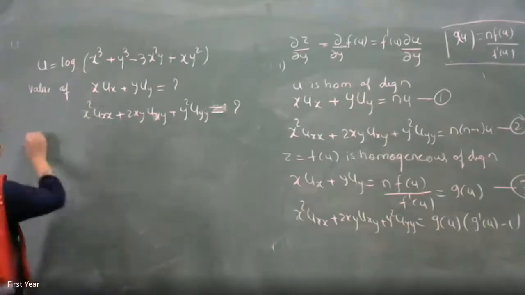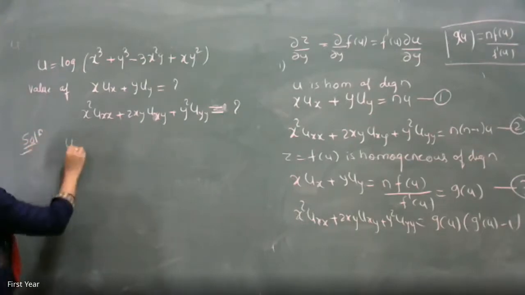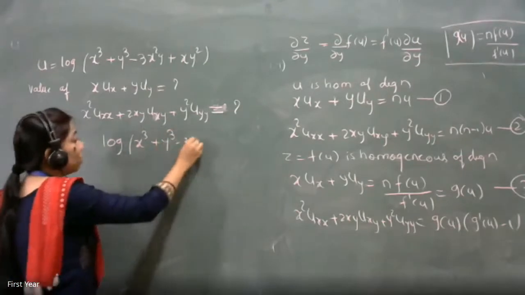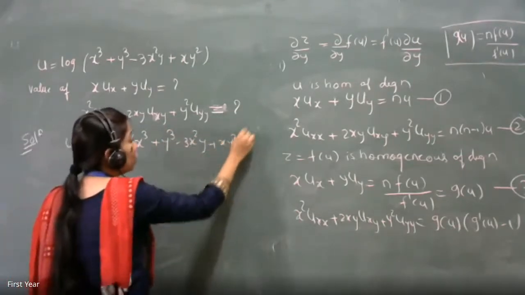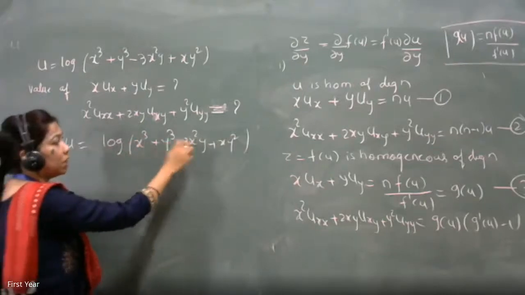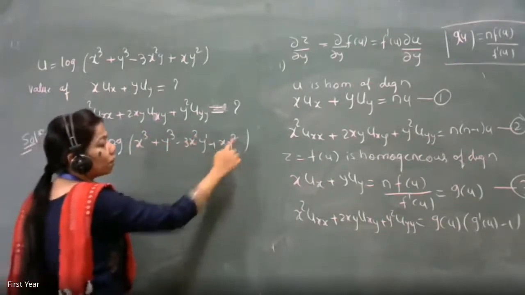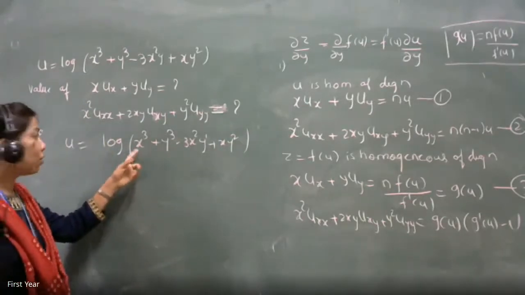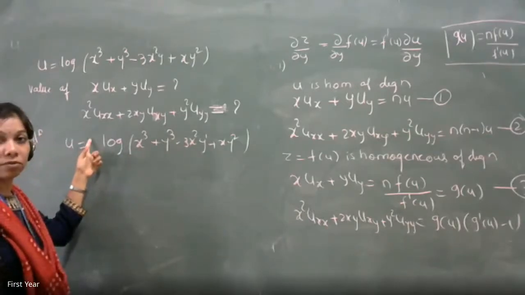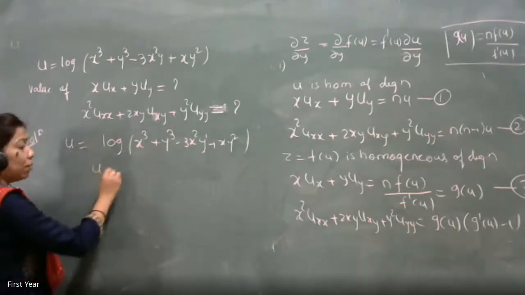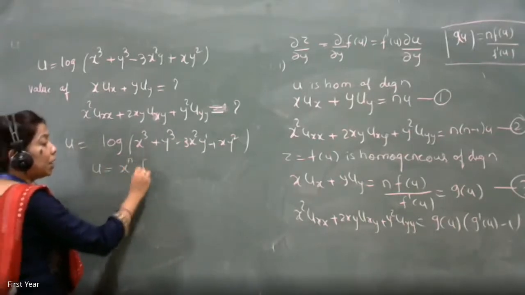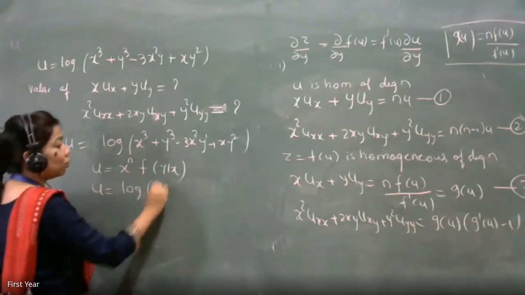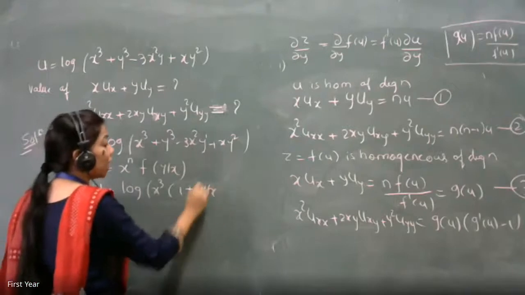Now look at the question. What is your function u? Your function u is log of x cube plus y cube minus 3x square y plus xy square. So the expression inside the bracket, everyone is having degree 3. 3, 2 plus 1 is 3, 1 plus 2 is 3. So this expression is homogeneous. But what's the degree of it? It's 3. So I cannot write x cube outside log. When do we say a function is homogeneous? I should be able to write directly u as x to the power n into some function of y by x. So here it can be written as log of, I can take x cube common, but it will not be outside log.